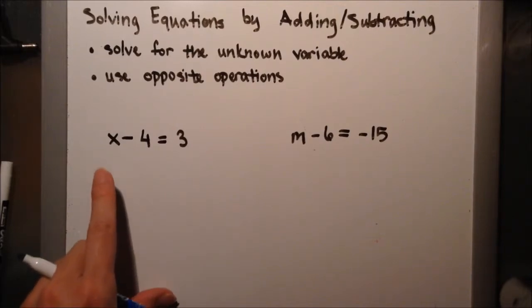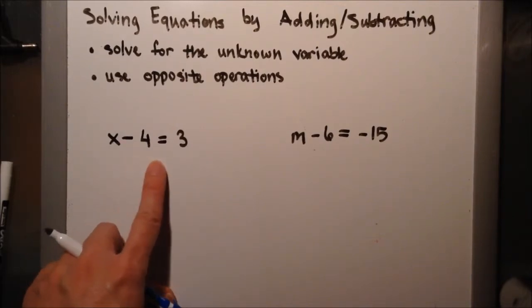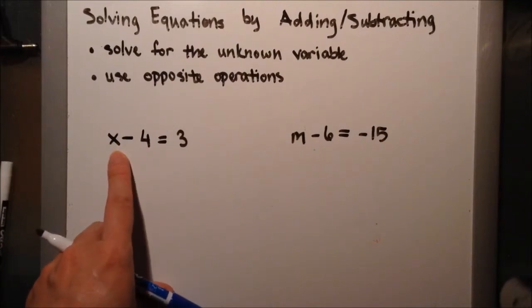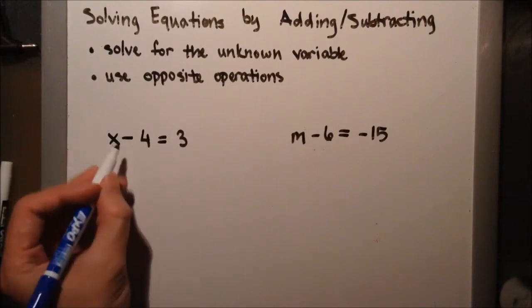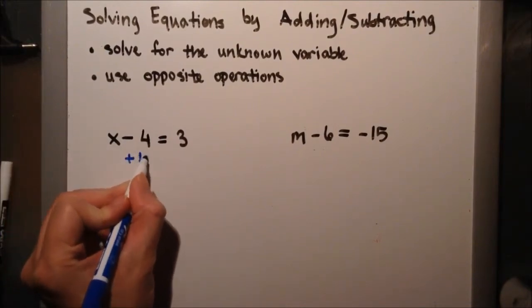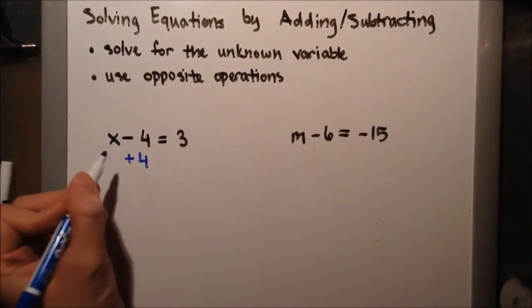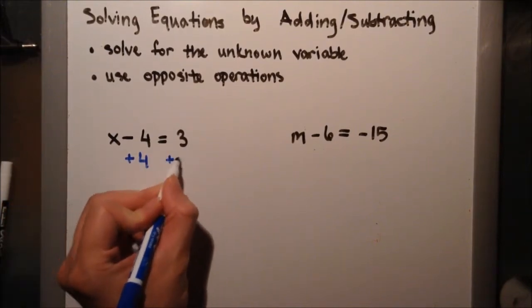In example 1, we have x minus 4 equals 3. x is with the minus 4. So the opposite of minus 4 is plus. So I'm going to add 4 on the left side. Since I add 4 on the left, I've got to add 4 on the right.